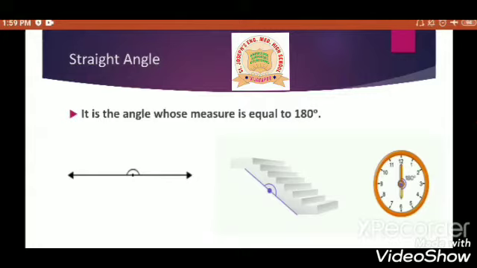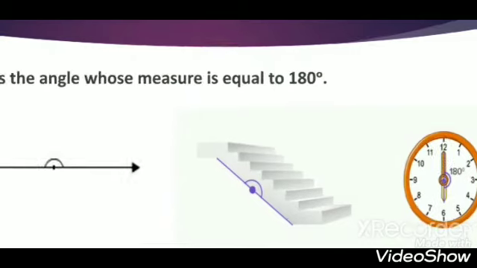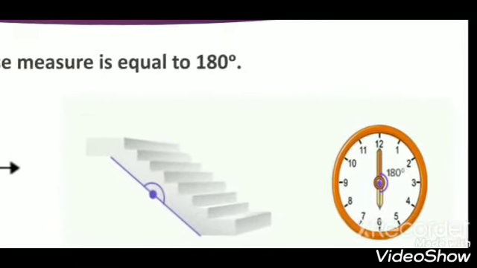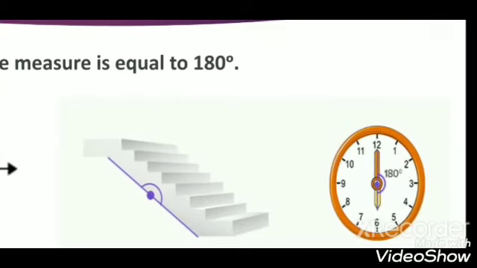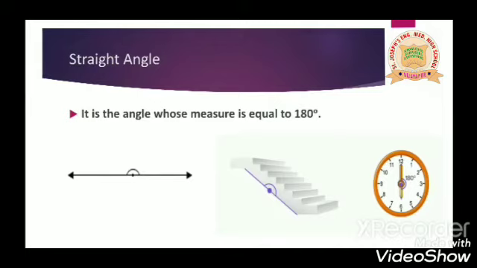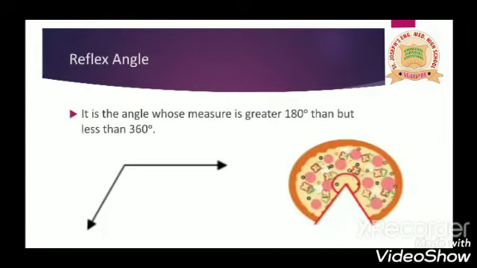If you see the steps, at the bottom of the steps they have shown it in purple color, that is a straight angle. And if you see the watch also, the angle between 12 and 6 is 180 degrees only, straight, and therefore it is called a straight angle. Next comes the reflex angle.